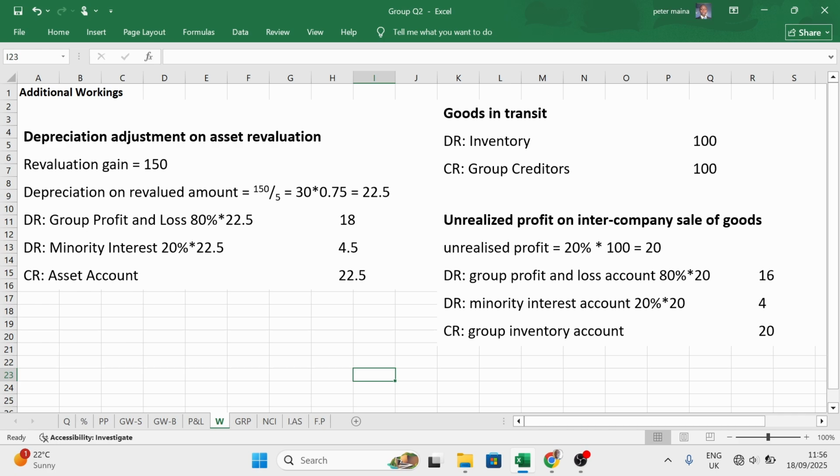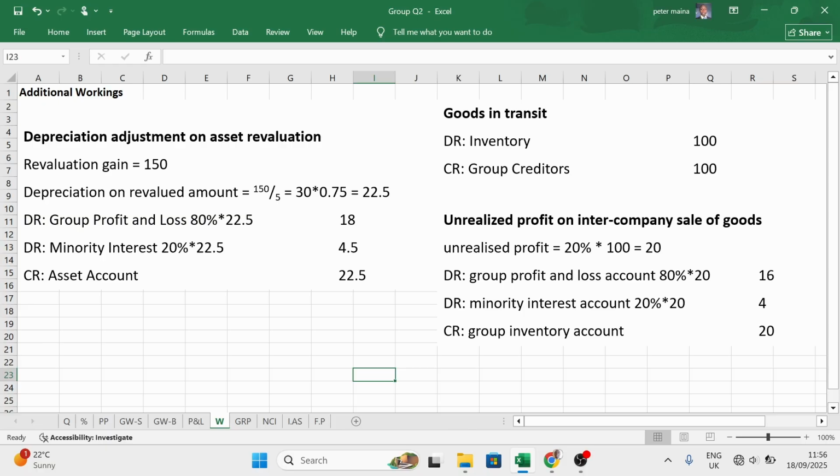And because all expenses were apportioned pro rata to time, we took expenses for 9 months in subsidiary, not 12 months. There is no reason why we should not apportion the depreciation. We take it also for 9 months. So we multiply by 0.75, which is 9 over 12. We get 22.5. So once we have the depreciation adjustment, these are the entries that will be made.